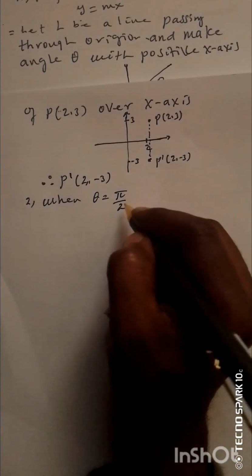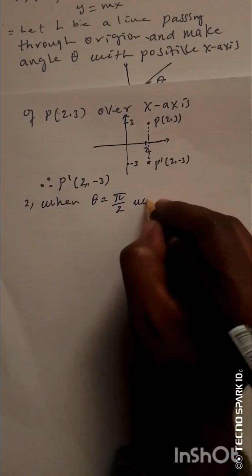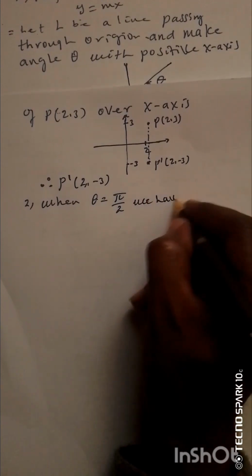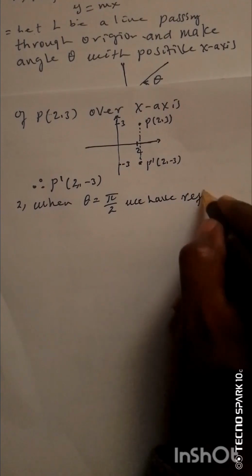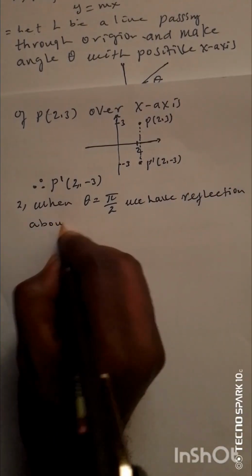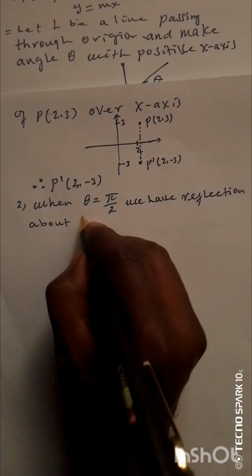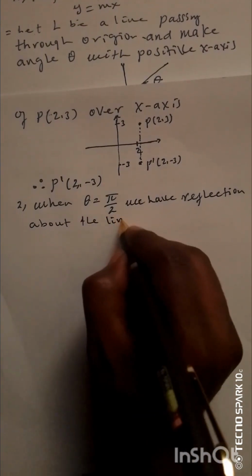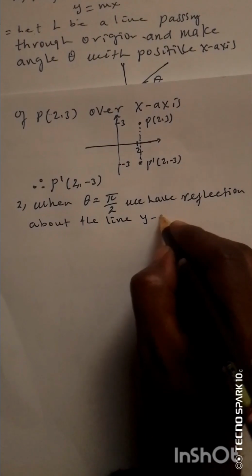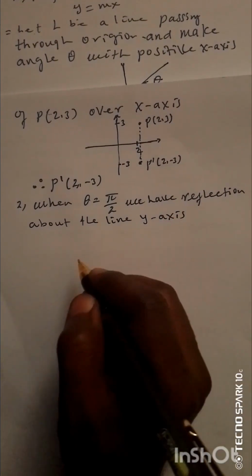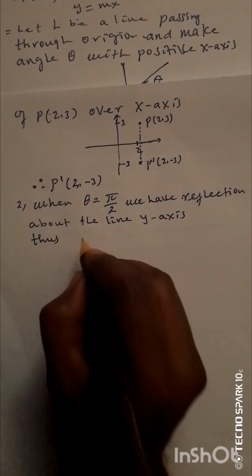Let's see a second special case. The second special case is when theta is pi over 2. That means 90 degrees. In this case, theta is 90 degrees. So the reflection or the image became on the positive y-axis. Positive y-axis.